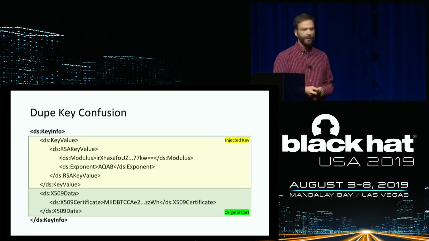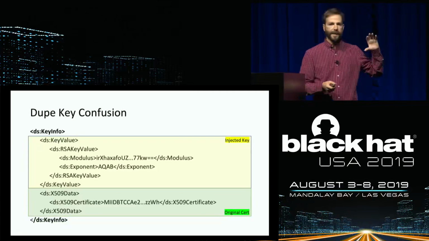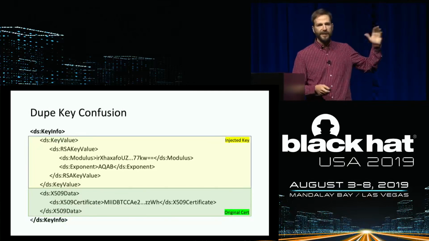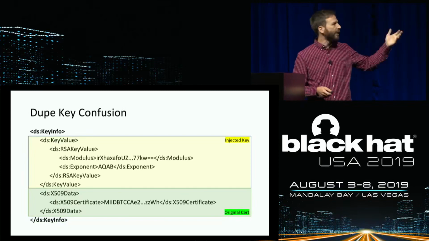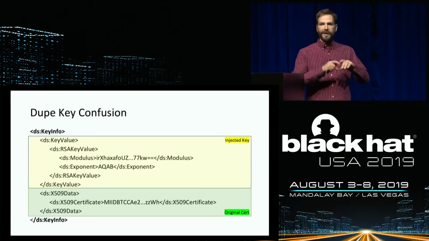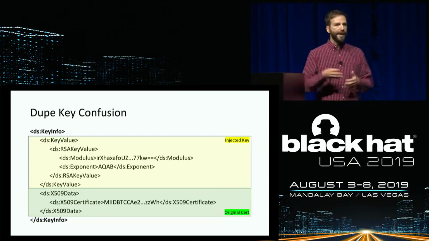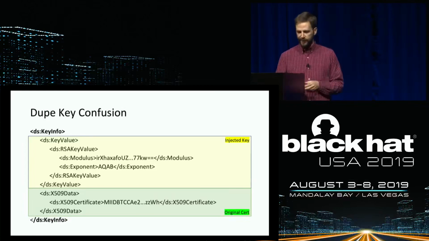So this is how it looks in the XML SAML assertion. The first element in yellow is the injected key. In this case, we are using an RSA key. We can also use elliptic curve keys or symmetric keys. And the second one in green is the expected identity provider certificate that the server trusts and expects.